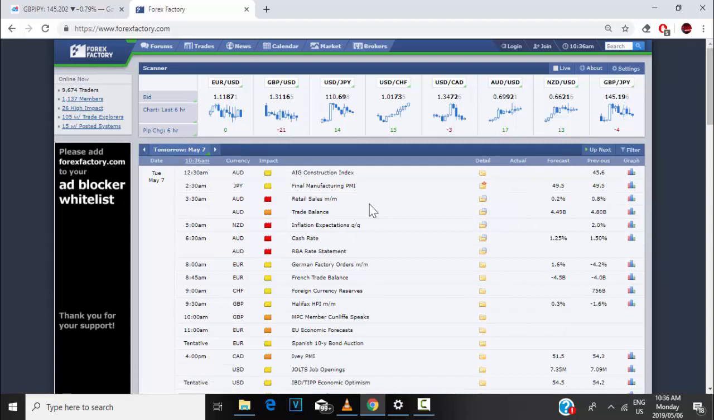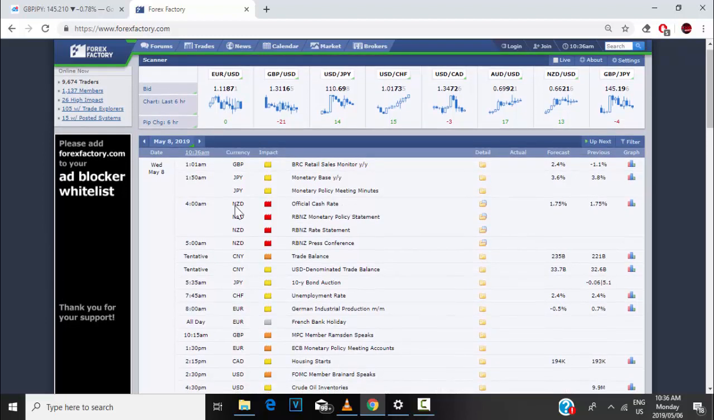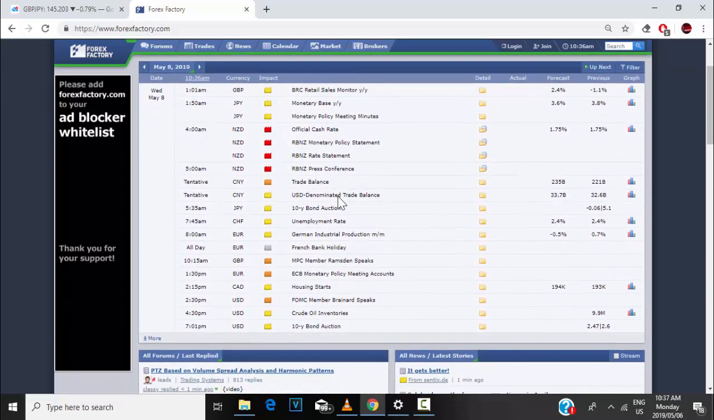And then for tomorrow we have the Australian dollar cash rate and RBA rate statement. Wow. We have NZD inflation expectations. We have AUD retail sales. Wow. So is this mostly AUD and NZD for tomorrow? Remember, this is GMT plus two, so you just fix your time according to your time zone. On Wednesday we have the New Zealand dollar again, cash rate statement, monetary policy statement, which is all good.